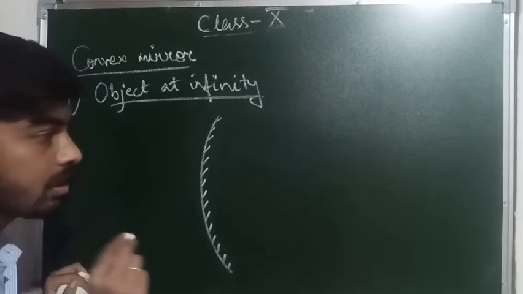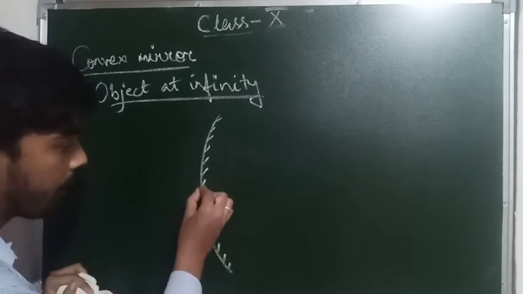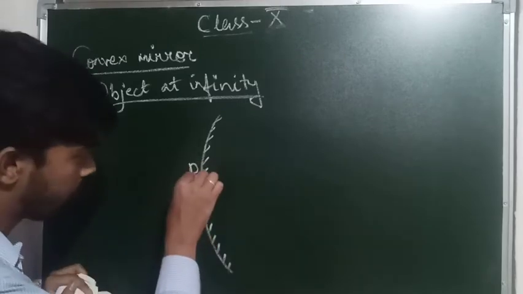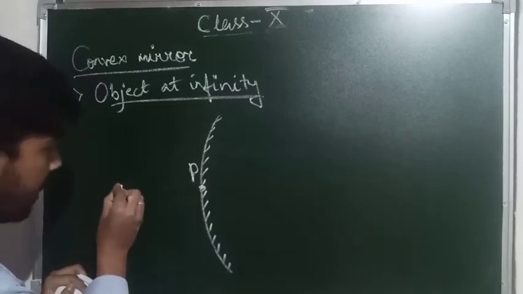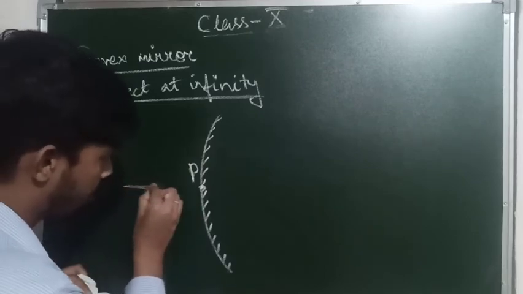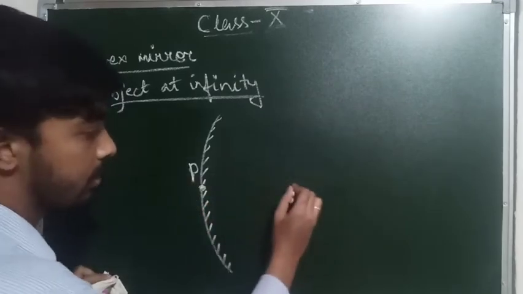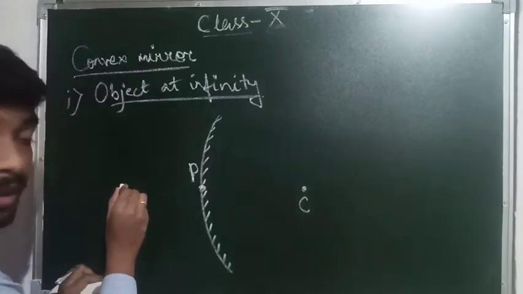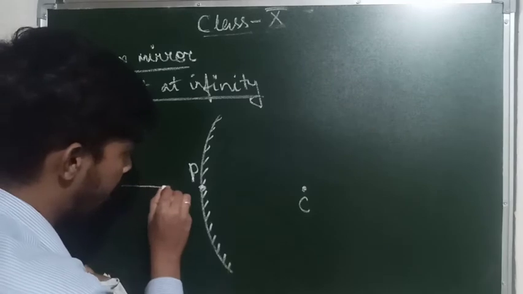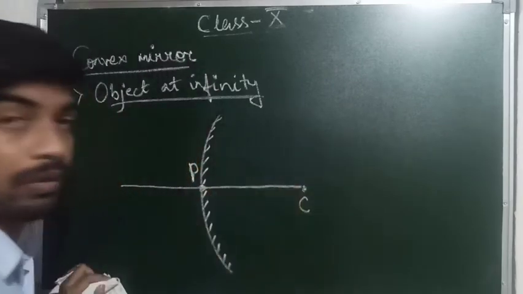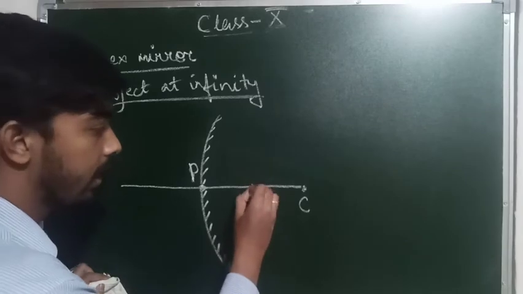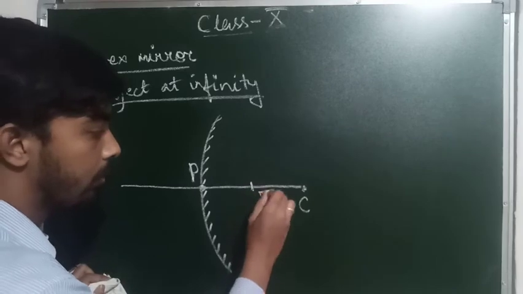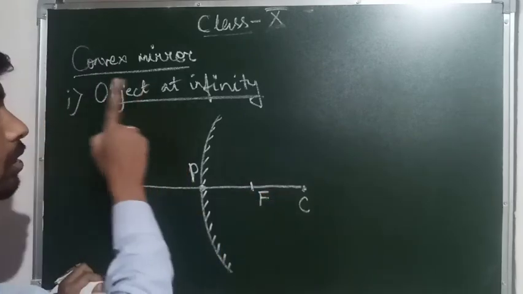In this mirror there are some changes. First of all, we put the pole here, and then next will be our center of curvature, which I am putting here. Then I will extend the principal axis from this point, running straight through the pole to the center of curvature. This is our principal axis. Exactly at the middle point between P and C, we will have our focus. Now the first position, object is at infinity.